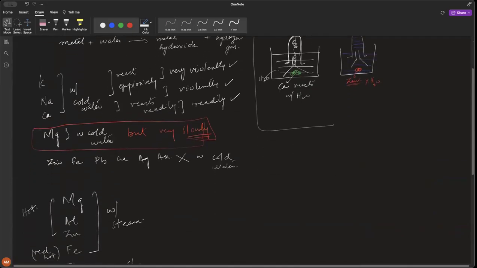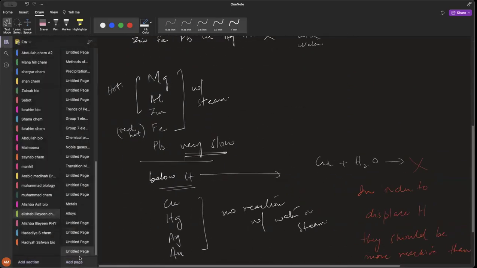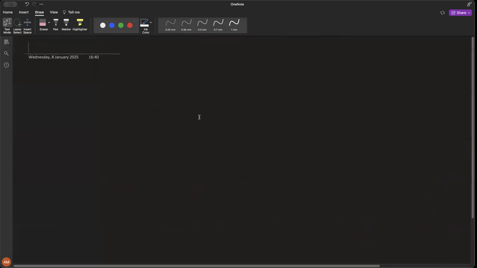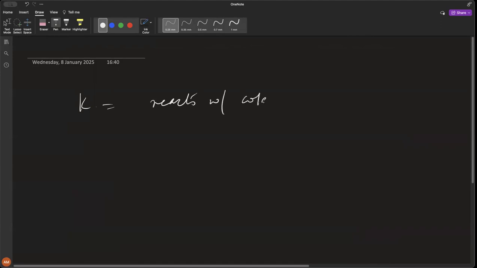Let's write about them in detail, okay? There's some detail that you need to know that's going to be there in your assessment as well. So, potassium, when we talk about potassium, it reacts with cold water. It reacts very violently.